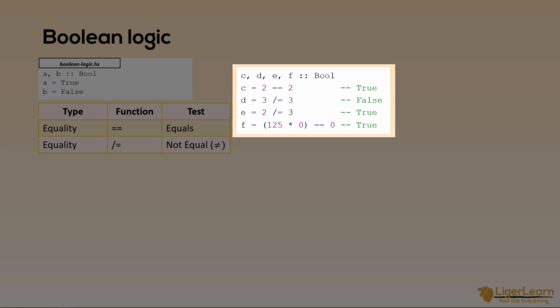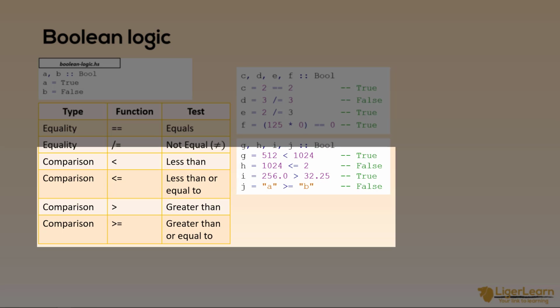The next type of Boolean function is for comparisons. The two values which are being compared must be orderable. So for G, we are testing whether 512 is less than 1024, which is true. For H, we are testing whether 1024 is less than or equal to 2, which is false. For I, we are testing that 256 is greater than 32.25, which is true. And for J, we are testing whether the string "A" is greater than or equal to "B". Now in the alphabet, A comes before B, so A is considered to be less than B in terms of ordering. So testing whether A is greater than or equal to B results in false.